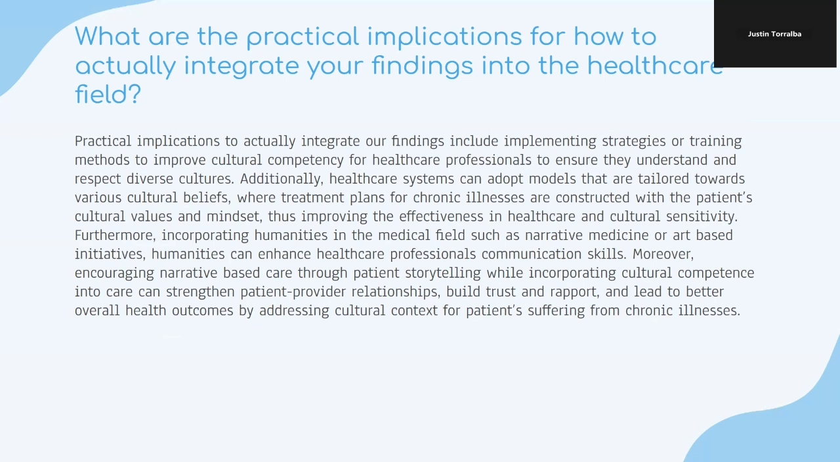So we basically say that healthcare systems can adopt different types of plans to make treatment plans for diverse people more inclusive, in order to understand their mindset and their basic knowledge of chronic illnesses, and how we could implement their knowledge as well as our modern technology into a more effective treatment plan.